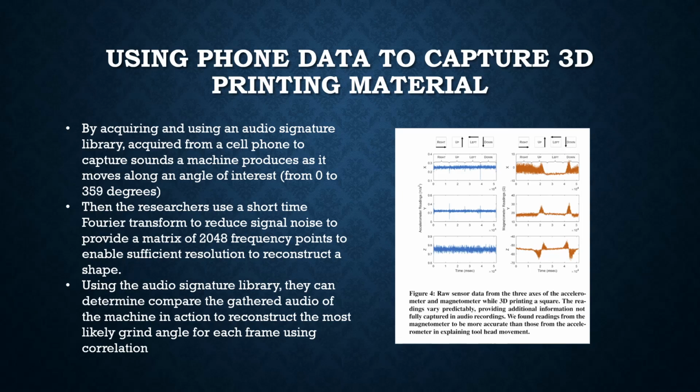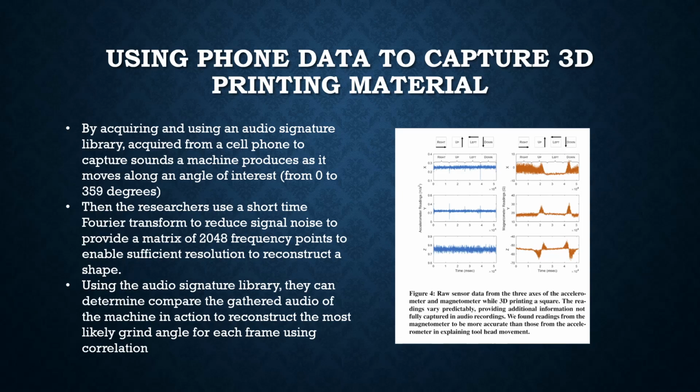Then the researchers used a short time Fourier transform to reduce signal noise to provide a matrix of 2048 frequency points, and that number enabled sufficient resolution to reconstruct a shape, which is pretty impressive in my opinion. And then by collecting all these sounds, they create an audio signature library where they can compare the gathered audio of a machine in action and reconstruct the most likely grind angle for each frame using correlation.